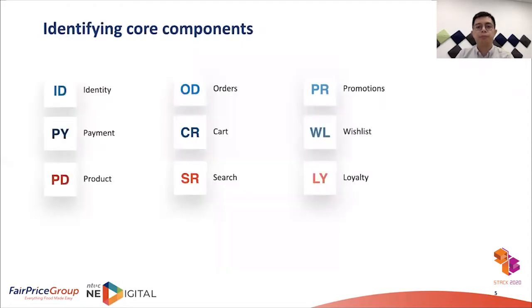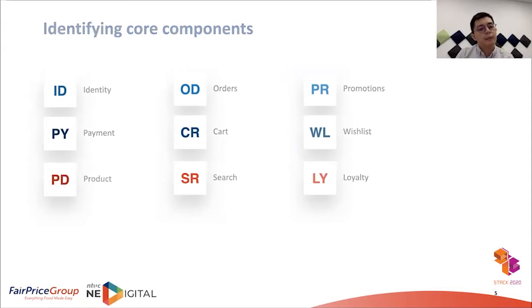So if we look at an example of the core components of a very normal e-commerce application, there are quite a lot of core components. There is identity, which takes care of authentication, authorization, as well as the customer profiles. Orders, which take care of your purchases, which is one of the key components in an e-commerce app. And then there are also promotions, payment card, wish list, product search, as well as loyalty in some of the modern e-commerce applications today.